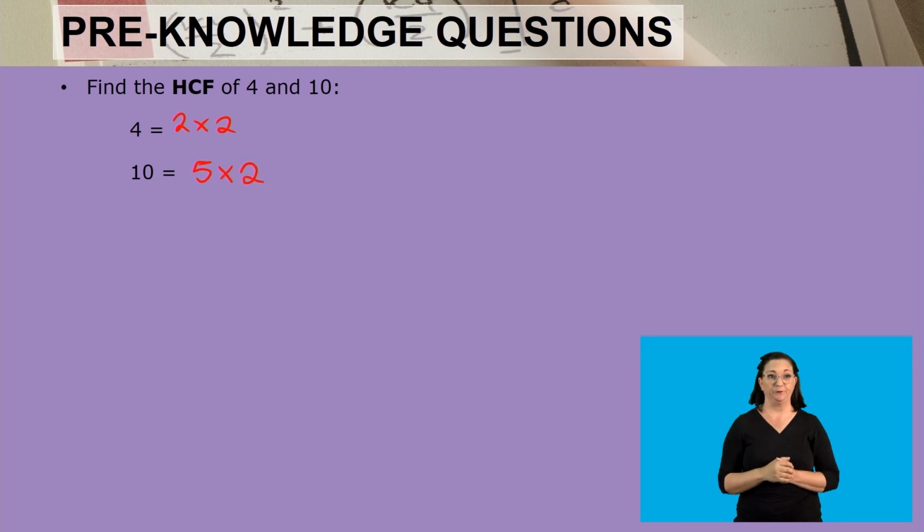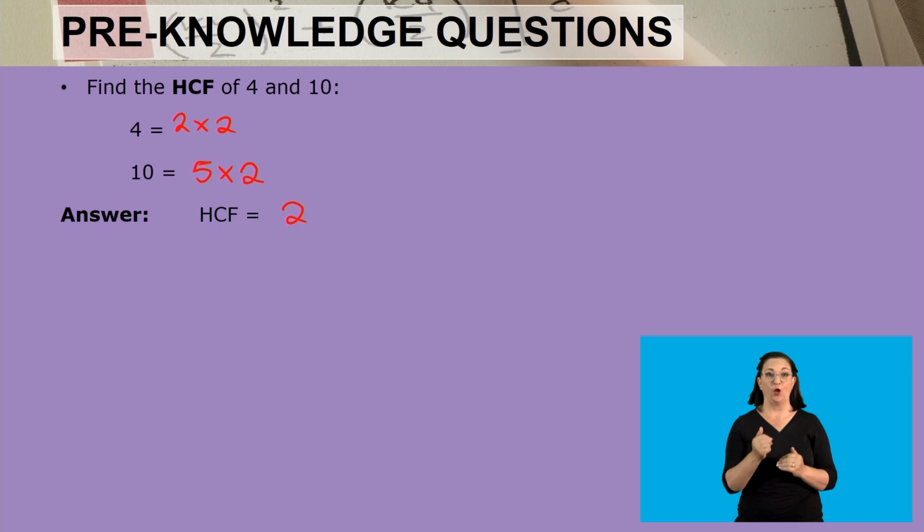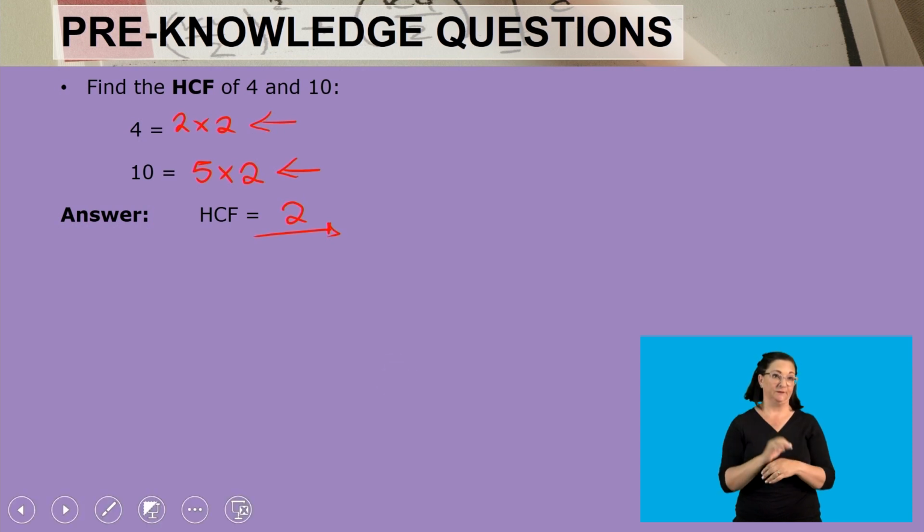How do we find the highest common factor? We are first of all going to list the ones that are common between the factors of 4 and the factors of 10, and that is the 2, right? As we look for those common ones, we are looking at the ones with the lowest frequency. The 2 here appears 2 times, and the 2 here only appears once, so the one with the lowest frequency is just the one 2, and that is going to be our highest common factor.